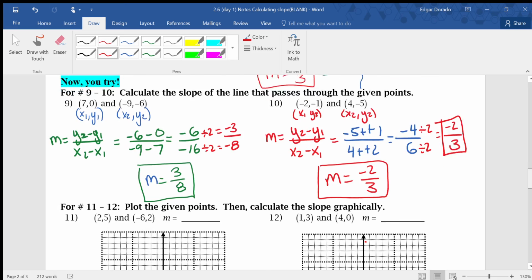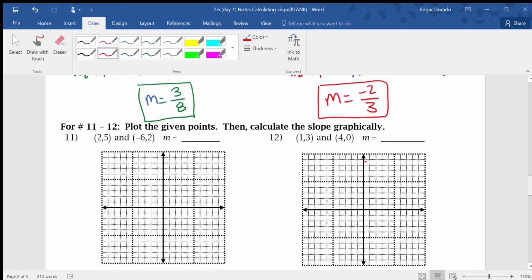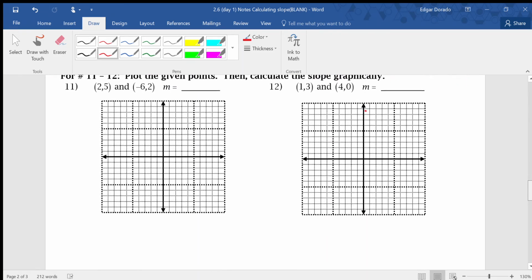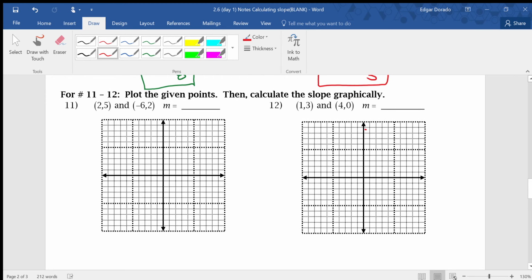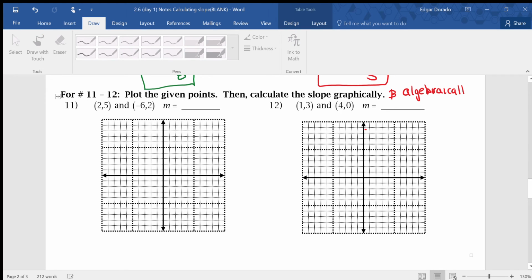All right. So I think you guys had some good practice with that. In order to wrap everything up for this section, we're going to take a look at problems 11 and 12. So let's see, what are they asking us? They're telling us to plot the given points, then calculate the slope graphically. And I'm actually going to add algebraically. Why not?